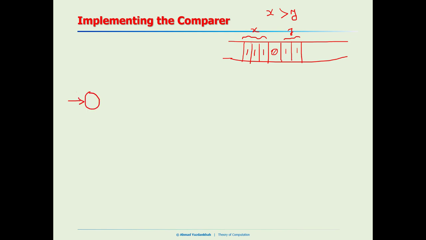What's the strategy? The strategy is I read one of these ones and then I mark it as x, and then I go to the right after I find the zero, and then after that I find another one and mark it, let's say, for example, y, and then return back. So my goal is to compare how many ones I have on the left side of the zero, how many ones I have on the right side. So I match one by one these guys, and then if we have more ones here, then it means that x is greater than y. Okay, so this is my strategy.